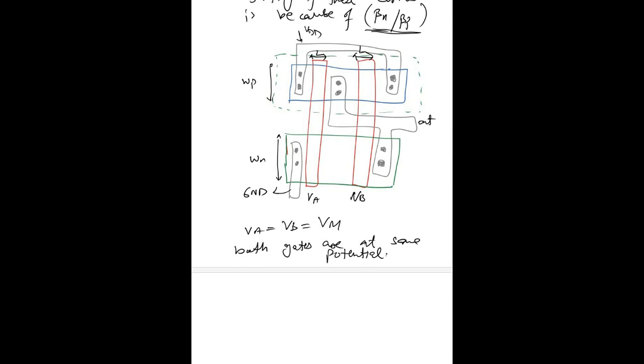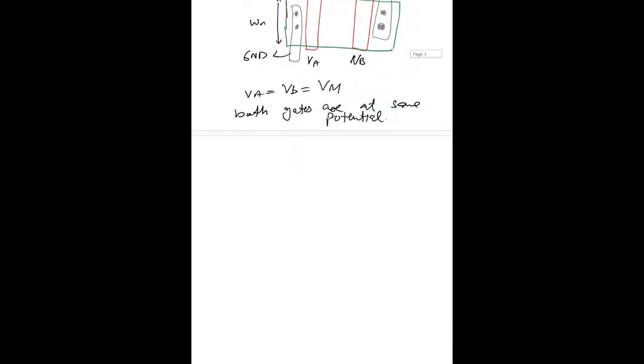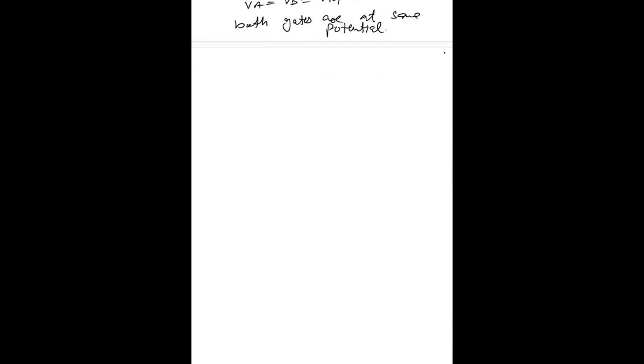Now we have to consider them one by one. First we will consider the NMOS, and then we will consider the PMOS, to see how we can model these two different pull-up and pull-down networks. So first consider the NMOS. For the NMOS case, let me draw it again, only the NMOS circuit. The NMOS circuit was like this.